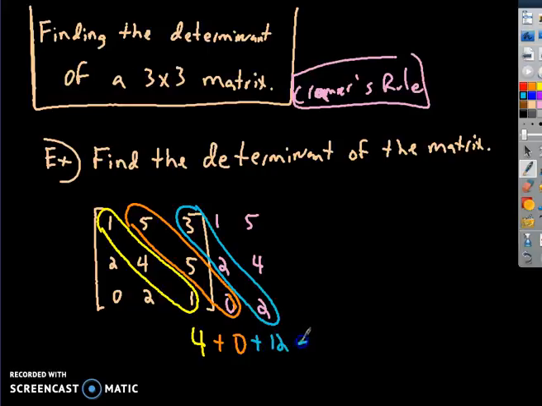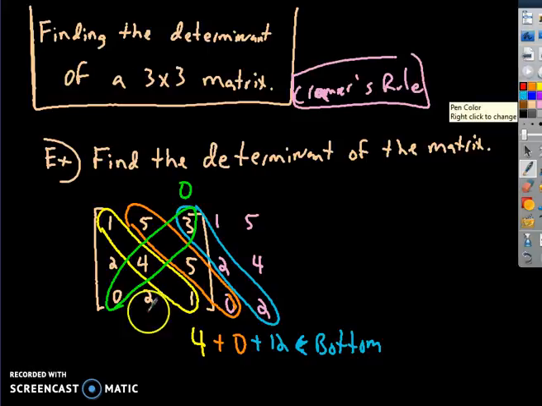I call this part my bottom. Why? It's on the bottom. All right, and then you're going to go upwards. So then I'm going to multiply these diagonals, starting here, going up in a diagonal fashion. So 0 is nice because it makes the whole row 0. But 0 times 4 times 3, that's 0. Then taking the next one. This is diagonal for it.